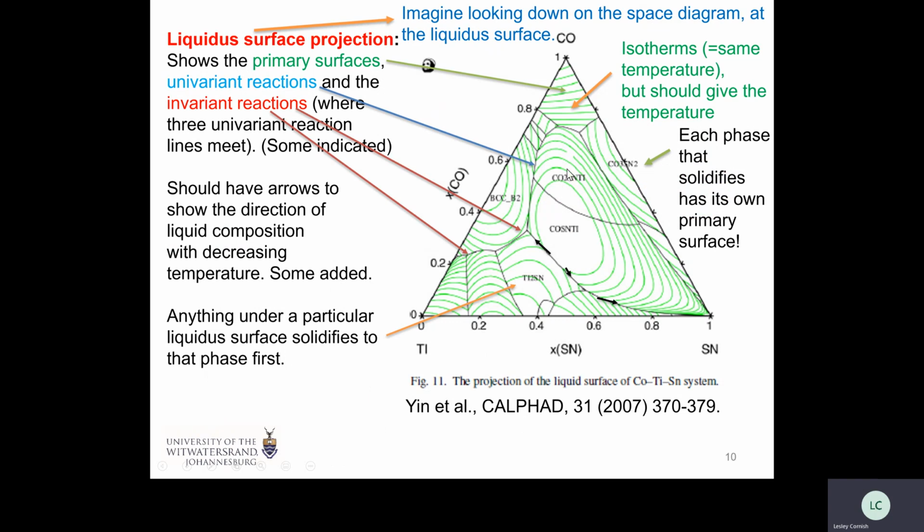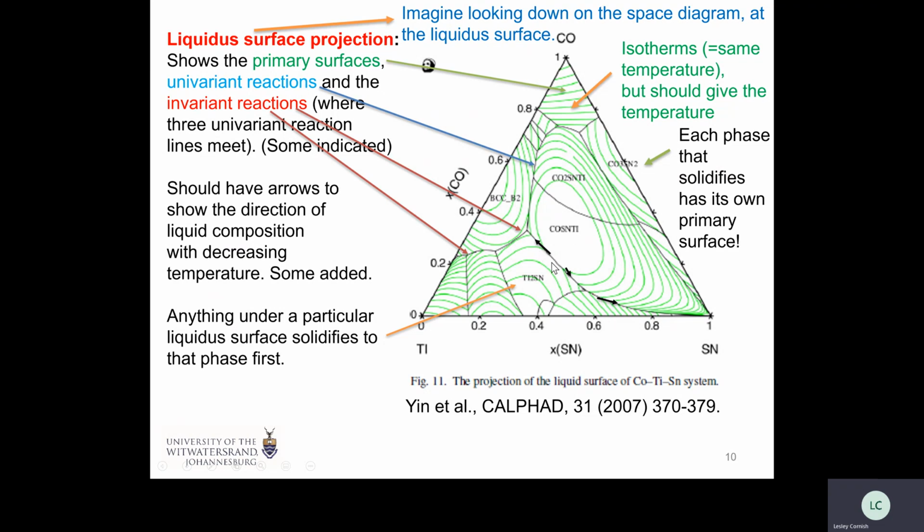Here's another example. It looks a bit complicated, but don't worry. And it's been calculated by Pandat. That's a little panda, and they haven't put the arrows on, and they haven't put the temperatures on here, probably because it would just get so difficult to read. So I put some arrows on.